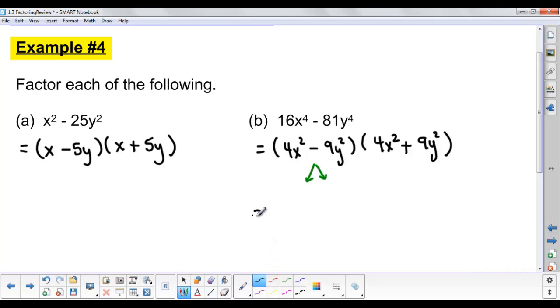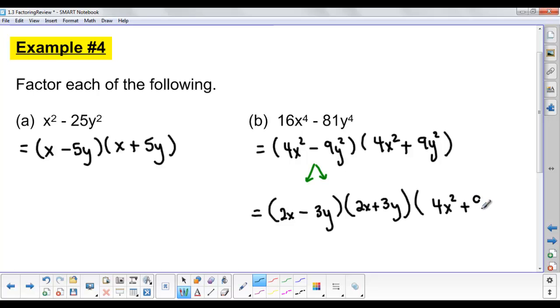So, open up 2 brackets, square root the first term, square root the second term, one bracket gets a minus sign and one gets a plus sign. And again, we can't do anything to this bracket. We just need to rewrite it. And that's our final statement.